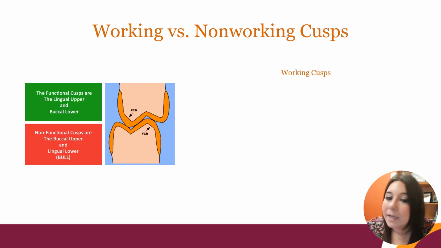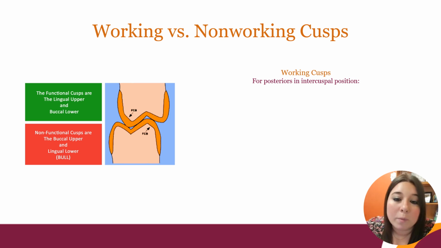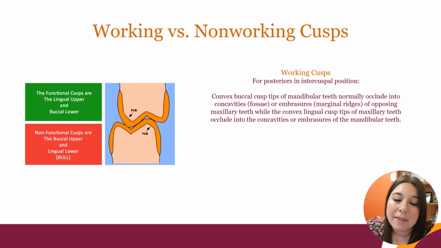Working versus non-working cusps. Working cusps, for posteriors in intercuspal position, are the convex buccal cusp tips of mandibular teeth, which normally occlude into concavities, the fossae, or embrasures, like the marginal ridges, of opposing maxillary teeth, while the convex lingual cusp tips of maxillary teeth occlude with the concavities or embrasures of the mandibular teeth. As you can see in the picture to the side there, the lingual upper cusp and the buccal lower cusp are right in line with each other. So they're coming together there in perfect occlusion.